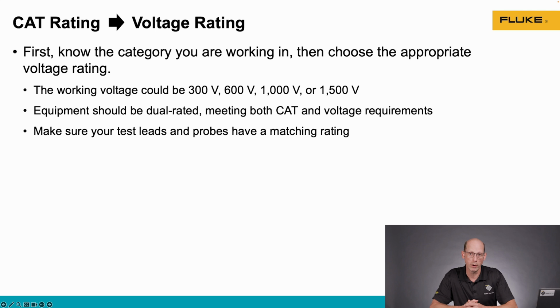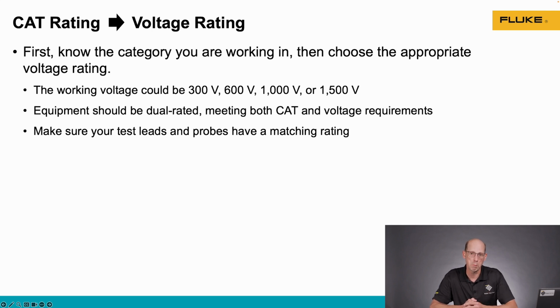Now that we know the category rating, we want to talk about voltage. And solar is somewhat unique in that we test a large range of voltages. We could be testing 30 or 40 volts for a single module, up to 1,500 volts for a utility scale PV array. And that's just on the DC side. On the AC side, it could be 240 volts, 208, 480, even 600 or 800 volts on our utility scale systems. So we need to select a test tool that's going to have the category for the environment that we're working in and a voltage rating that's higher than the voltage that we will be testing at.